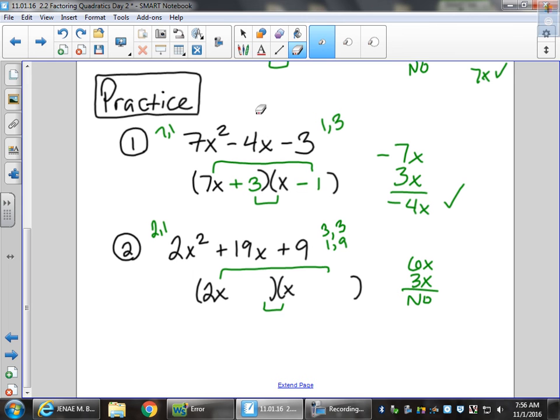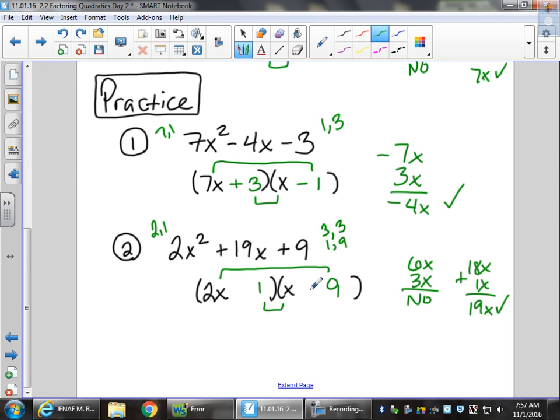Where do we want to put 9? Outside. On the outside? So outer would now get me 18x, inner gets me 1x. Pay attention to the sign of C. C is positive. Both negative or both positive to get a positive 19x? Both positive. 2x plus 1, x plus 9.